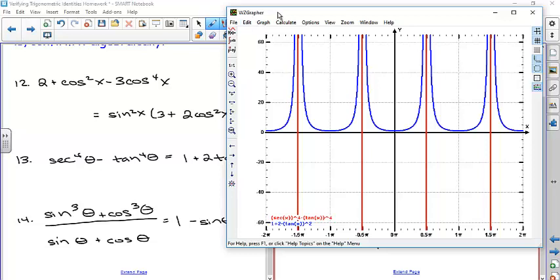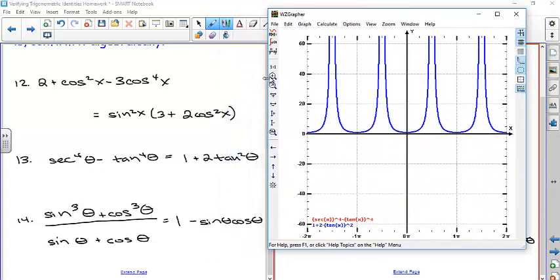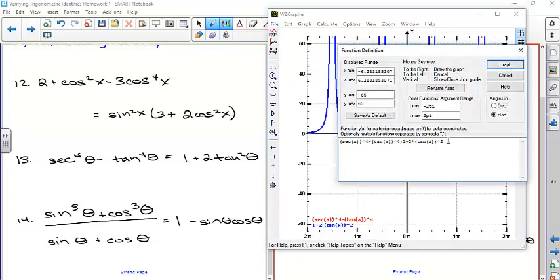Okay, next one. Let me just squeeze this up a little bit so I can see the whole thing. Okay, so here we go. So on the left hand side, you've got to be a little careful with parentheses here. So what we have is the sine of x cubed. Notice the first parenthesis was to make the numerator in parentheses. And I need to put a plus sign here.